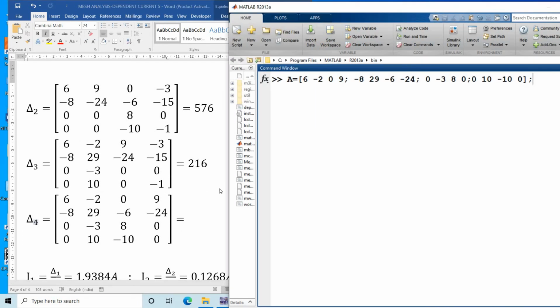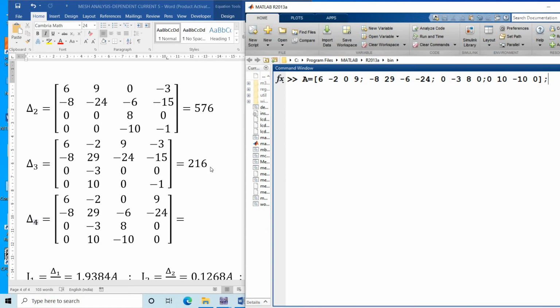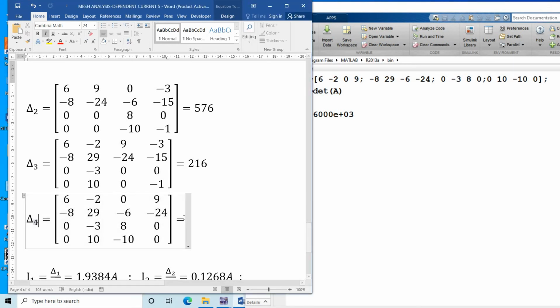Have to open the MATLAB window. Here I am going to substitute the value. So 6, minus 2, 0; 9, minus 8, 29, minus 6; and minus 24, 0 and minus 3, 8 and 0, 0, 10, minus 10 and 0. Okay. Then you have to put D is equal to, what is the command used to find out determinant of the matrix A? So this is the value, that is 3600. The value is 3600. Have to put the value here.